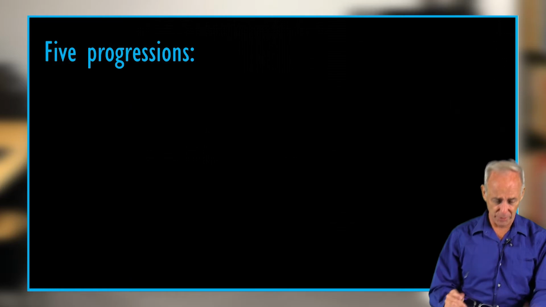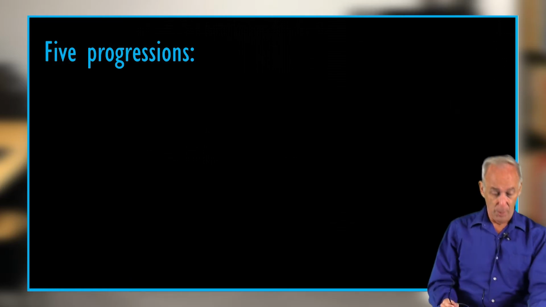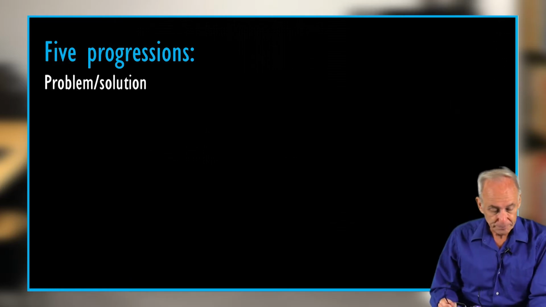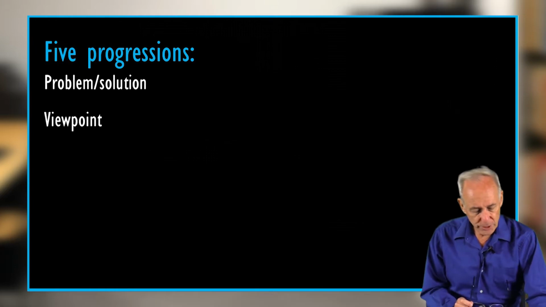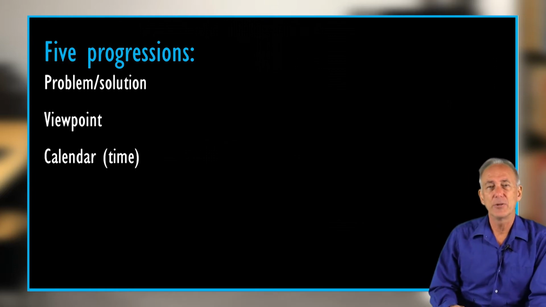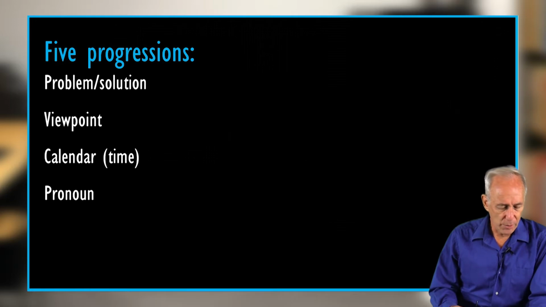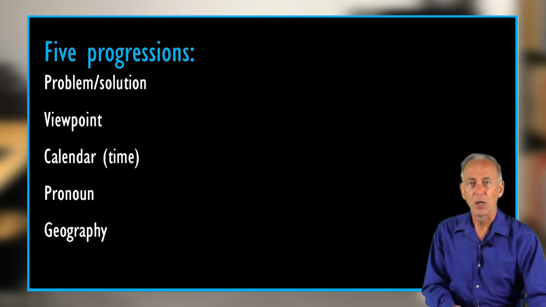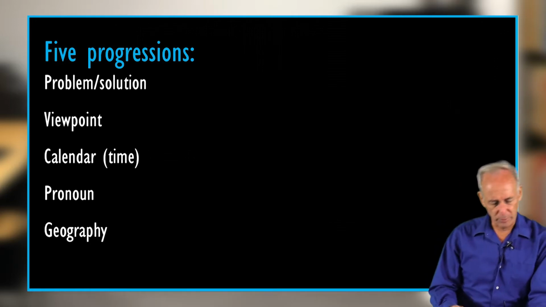I'm just going to show you these. So these 5 are problem solution, viewpoint, calendar, pronoun, and geography. Let's start with problem solution.